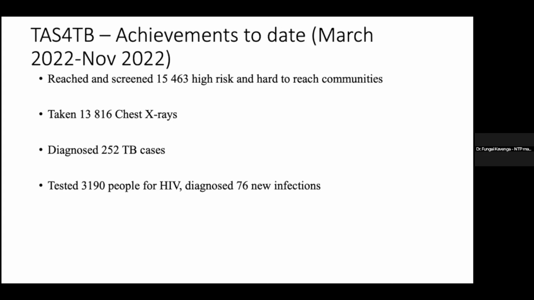So to date, that is from March 2022 to November 2022, we've managed to reach slightly above 15,000 high-risk communities. About 14,000 chest X-rays have been taken, 252 TB cases diagnosed, and 72 new infections of HIV were picked up from about 3,190 people tested for HIV.